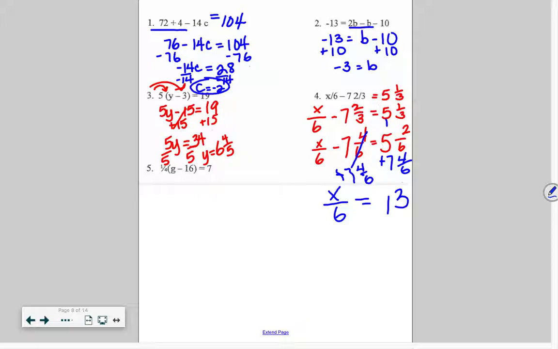That wasn't so bad, right? Now how would I get x on the side by itself? Times 6. Multiply both sides by 6. X is going to equal, and we're done.